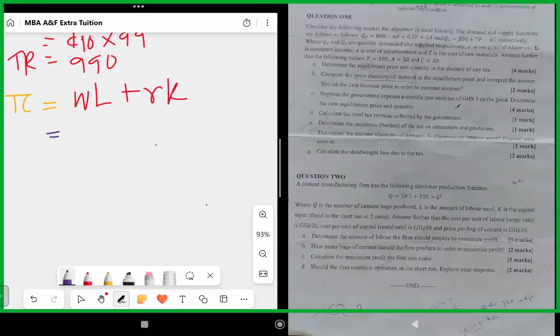Now, the wage, another thing, it is monetary. The wage is monetary, the same way as the rate, it is also monetary. When I say monetary, it's money. So monetary.